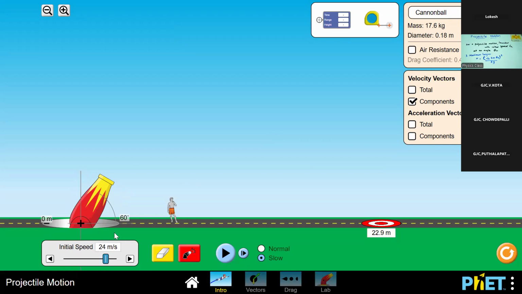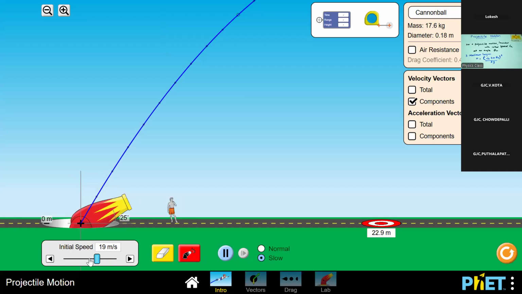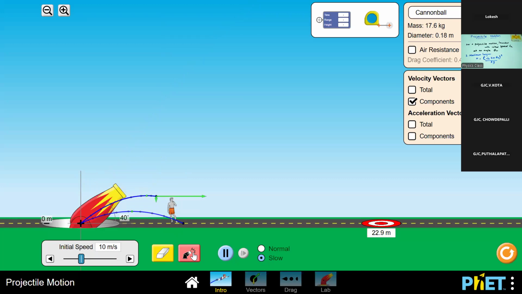Okay. So for example, suppose I fire the ball. Just look at that. So that blue line denotes the trajectory path. Right. So here is a cannon that launches a projectile.